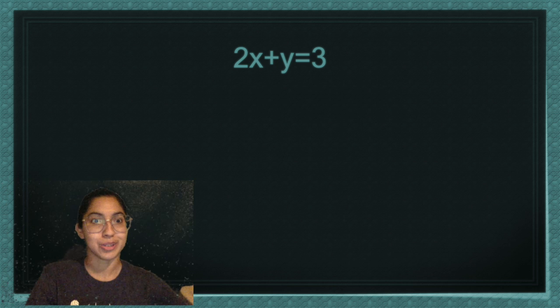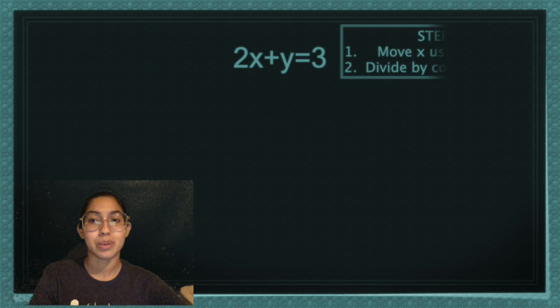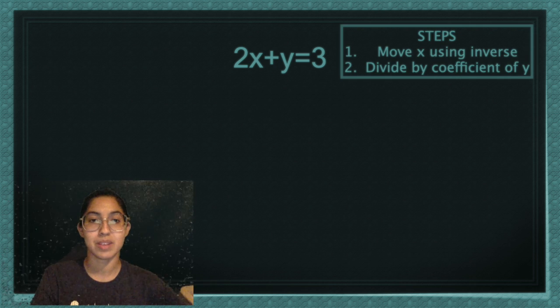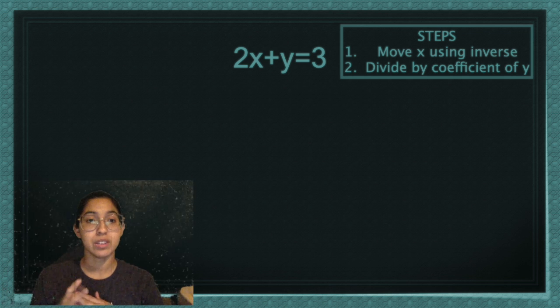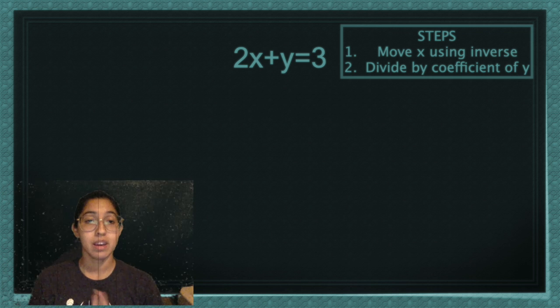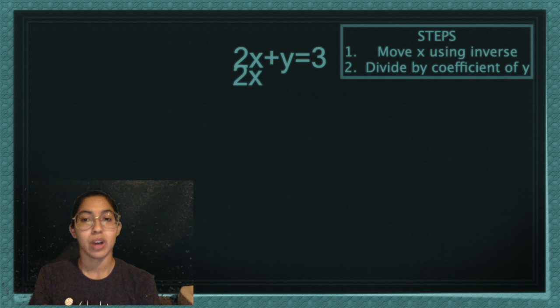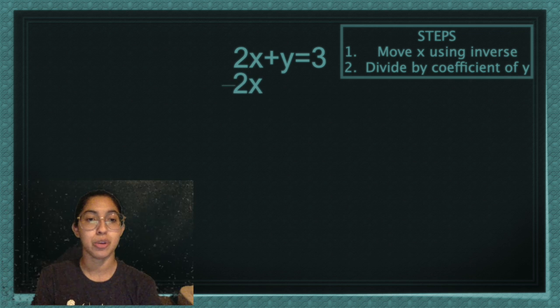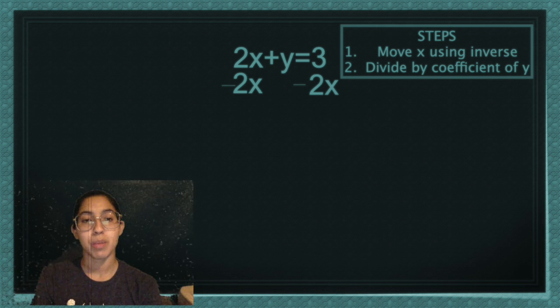Now, we have an actual standard form. 2x plus y equals 3. So here we have some steps. You might want to write this down. Move x using inverse. So we want x to go to the other side. We want to divide by whatever coefficient there is on y. On this one, we see we don't have a coefficient. We just have a 1 next to y, so we really just need to move that 2x. So how do we move 2x? We subtract it.